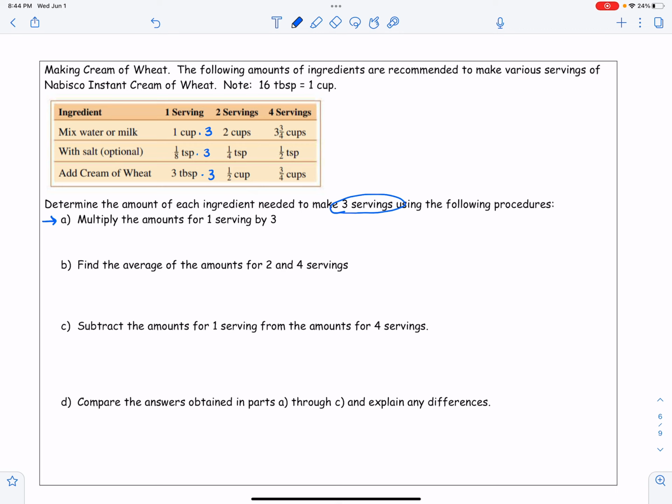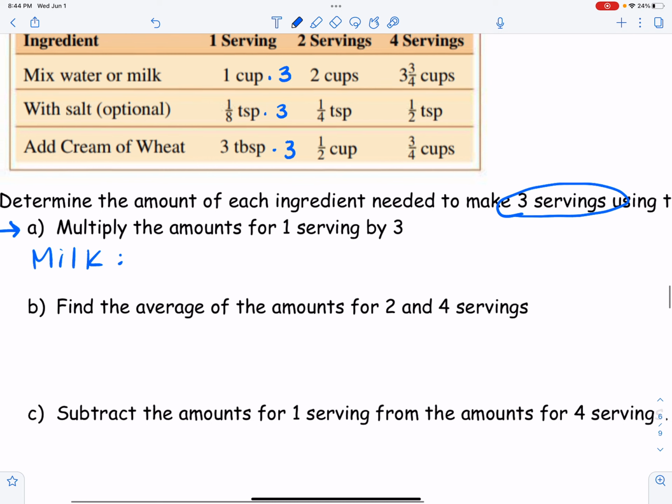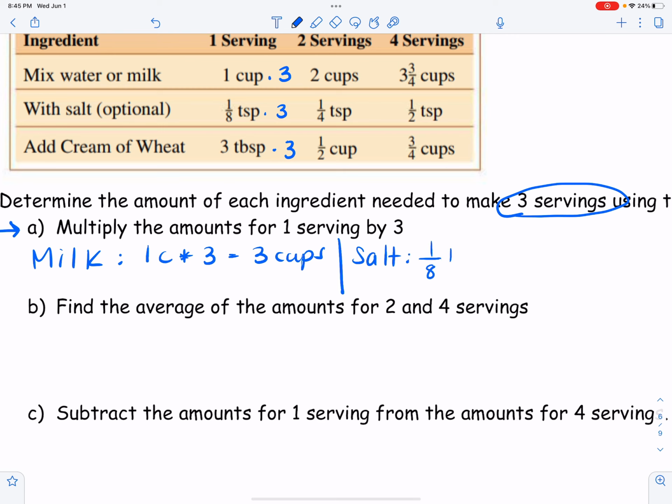All right, so the water or milk is the first thing I'm going to do. It's 1 cup for 1 serving. Multiply that by 3, and I would need 3 cups of milk. Then I'm going to do the salt. Same thing there, 1/8 of a teaspoon, multiply by 3. I would need 3/8 of a teaspoon.